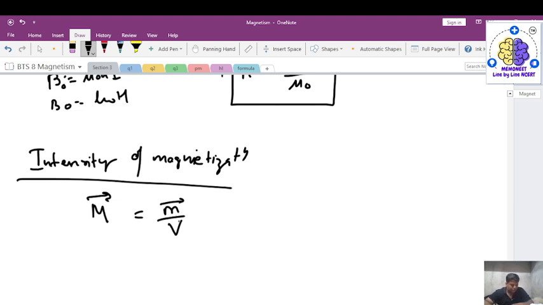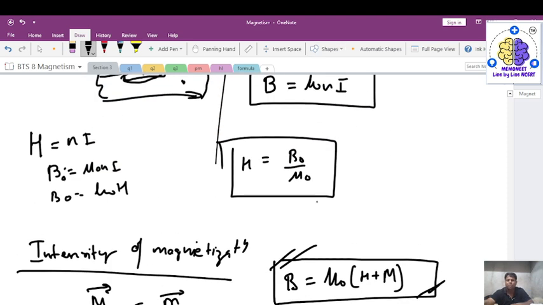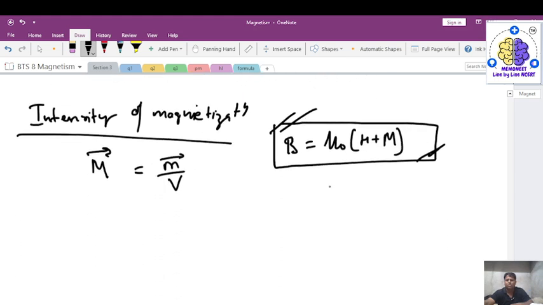Per unit volume of the substance. So we have one more relation: B is equal to mu naught into (H plus M). You are supposed to remember the formulae which I have written in the box. That is, B is equal to mu naught into (H plus M). H is equal to B naught upon mu naught, and thus we know that B is equal to mu naught into I.